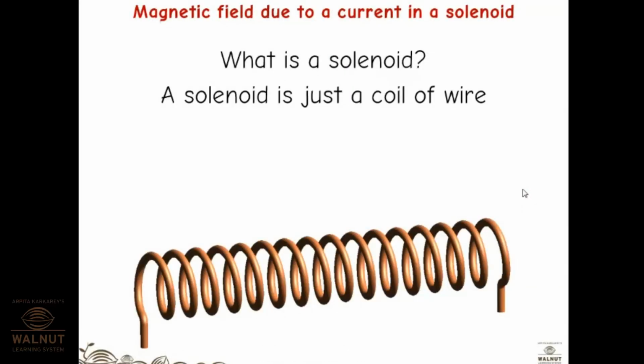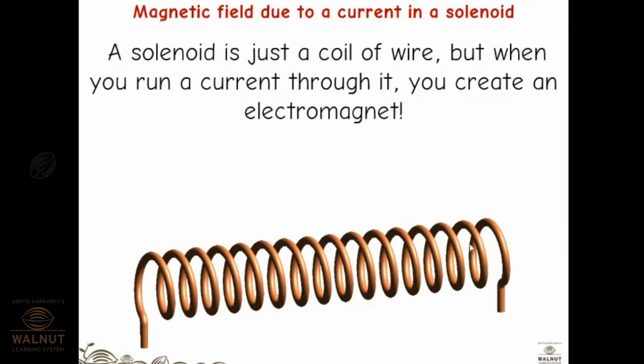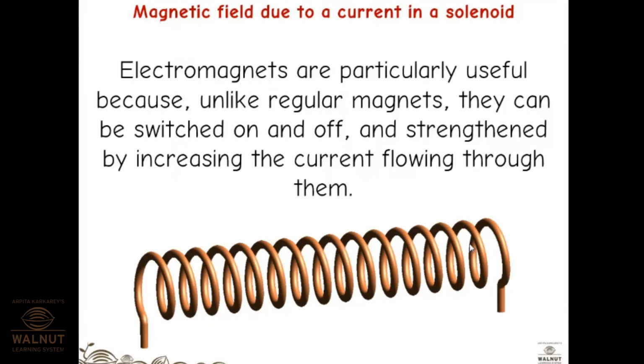Yes, what is a solenoid? So a solenoid is just a coil of wire. This is a coil of wire of n number of turns. Why is it such a big thing to study then? A solenoid is just a coil of wire, but when you run a current through it, you create an electromagnet. With the help of electricity, you are creating a magnet, therefore electromagnet.